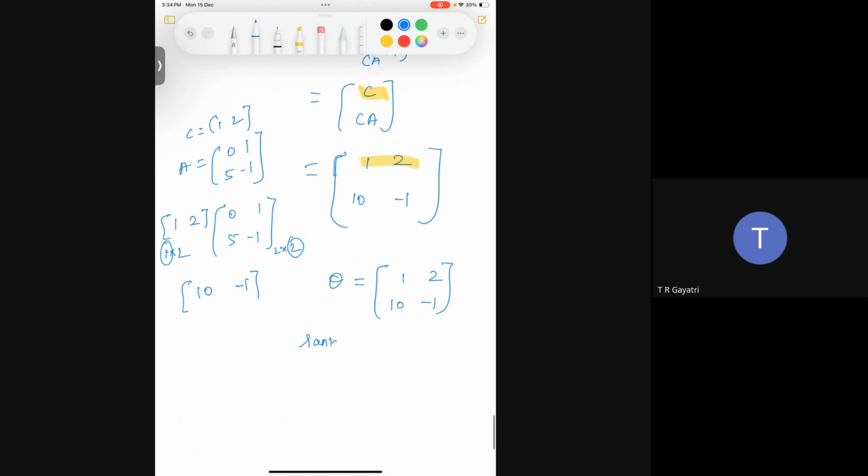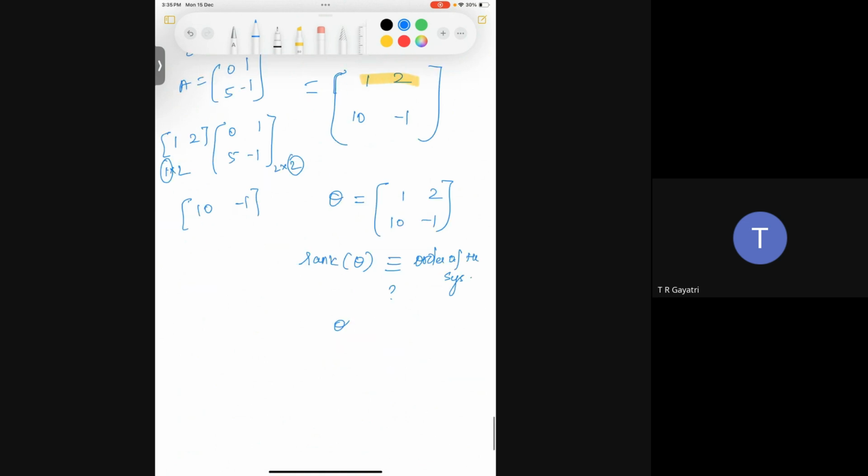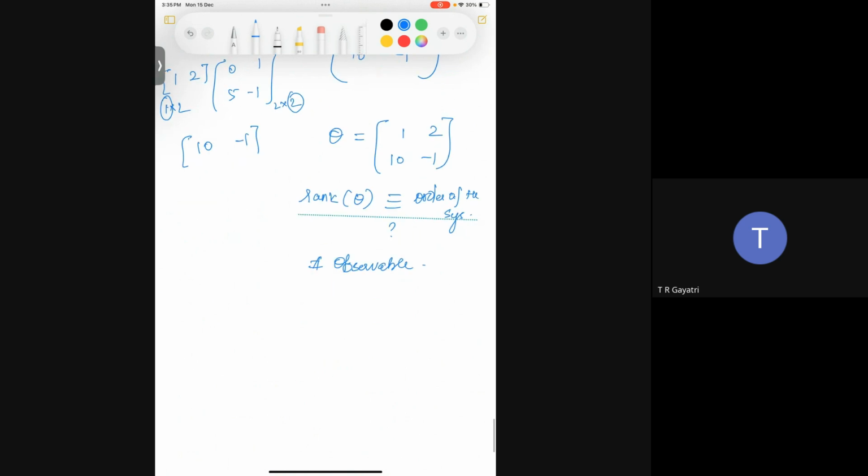Now you want to find the rank of the observability matrix and check if it is equal to the order of the system. If yes, then the system is observable. Otherwise, the system is not observable. Instead of finding the rank, I am going to find whether the determinant is not equal to 0. It's easy for a 2 cross 2 matrix. It will be minus 1 minus 20, which is minus 21, not equal to 0. So the system is observable. So this kind of system is both observable and controllable.